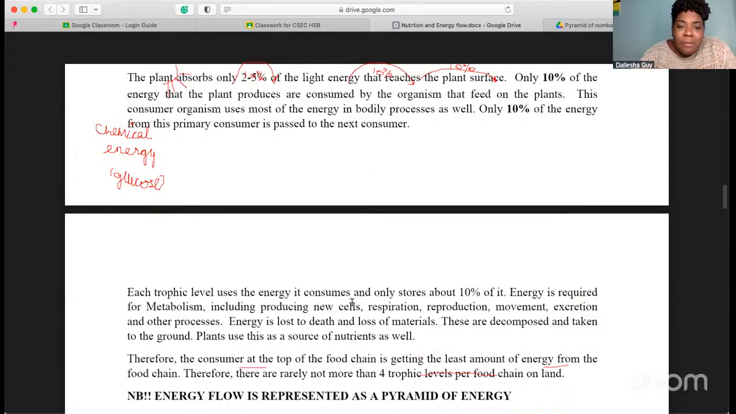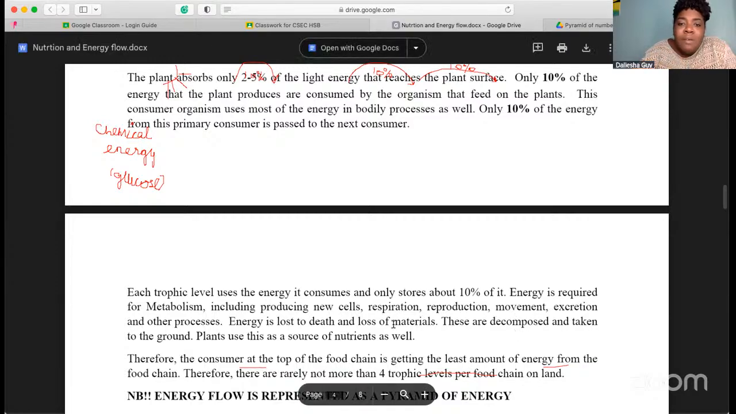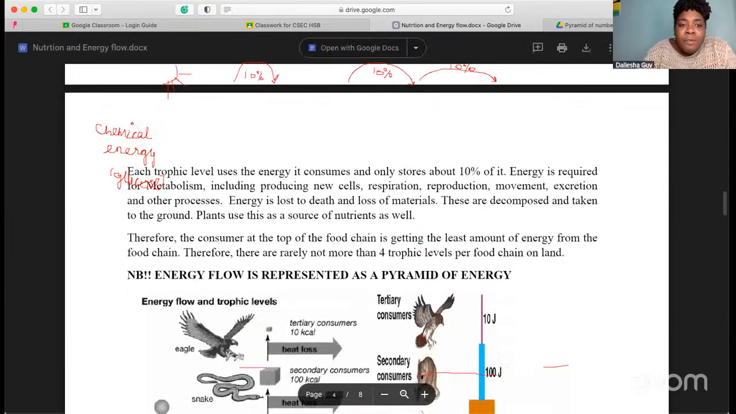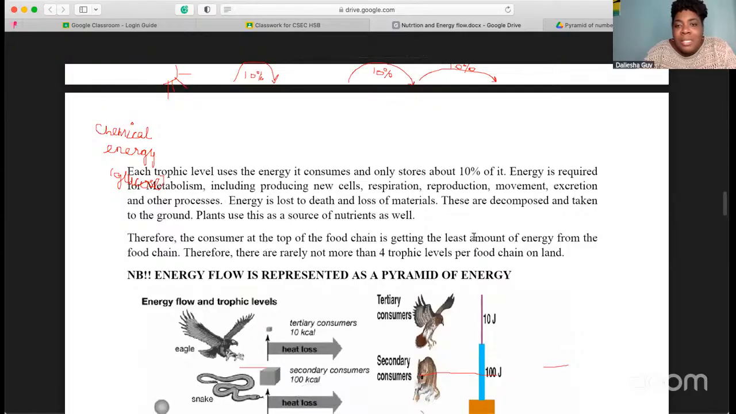And also remember some of the processes that the organisms will do by name. The organisms need to make new cells, they need to respire, all the things in MRS GREN. They need to move, they need to excrete. All of these processes will cause energy to be lost at each level. And even some die, like plants lose leaves and all of that. All of that is energy being lost along the way. So therefore, the consumers at the top of the food chain get the least amount of energy. Please underline that, because this is a typical question they could ask you. That's why we rarely go beyond 4 trophic levels on land. I hope you understand.